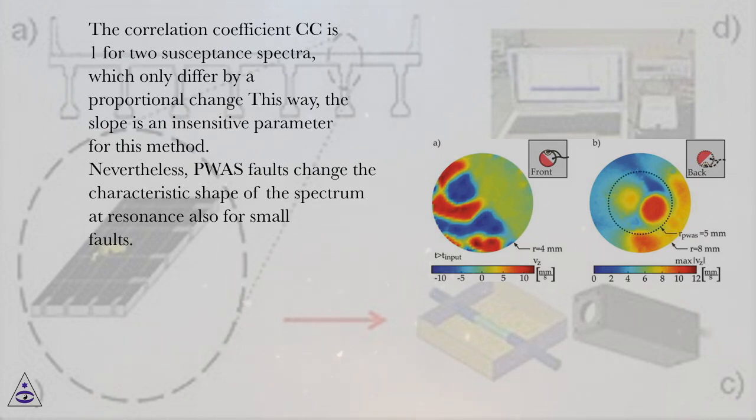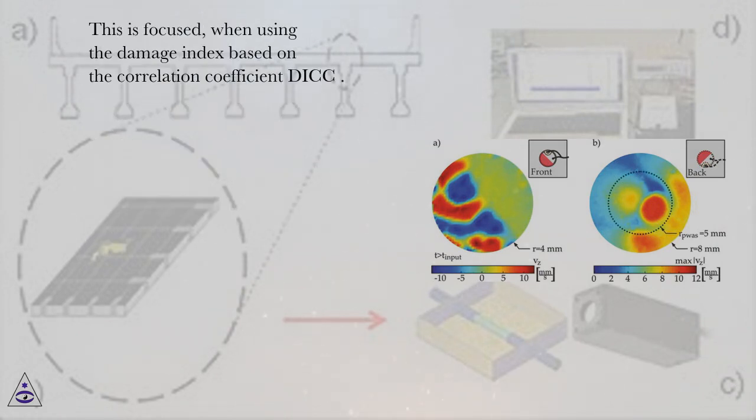The slope is an insensitive parameter for this method. Nevertheless, PWS faults change the characteristic shape of the spectrum at resonance, also for small faults. This is focused on when using the damage index based on the correlation coefficient, DIC.